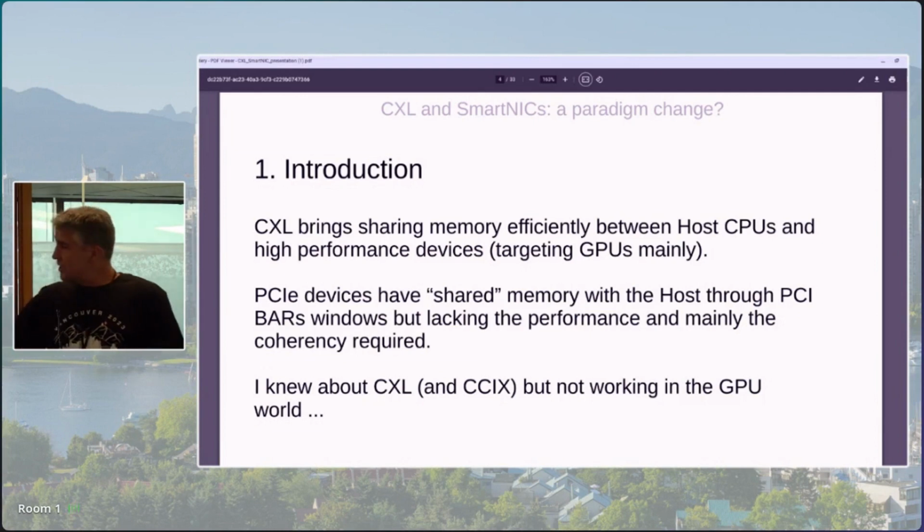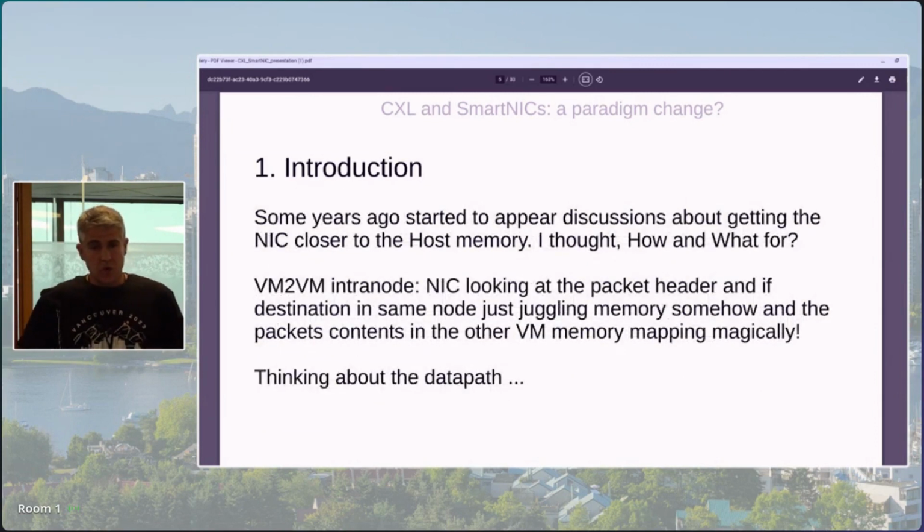It's also important to say that this kind of sharing has been happening with PCI devices. So you can write, you can read from the CPU to this memory, but the point with CXL is that it is going to be optimized. The latency is going to be better, and you have this coherency that is going to be really important for, I guess, a lot of the scenarios.